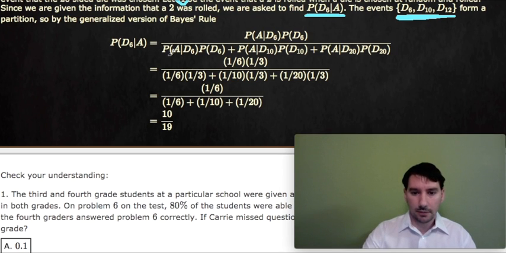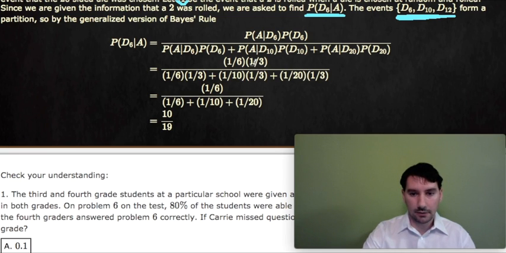Now each one of these has a probability of 1/3, right, of being chosen. So the probability of D6, the probability of D10, and the probability of D20 are all just 1/3. And then if we chose the 6-sided die, there's a 1 out of 6 chance. So we put 1 out of 6 for the probability of getting a 2 if we have the 6-sided die. If we have the 10-sided die, there's a 1 out of 10 chance that it came up with 2. And if we have the 20-sided die, it's a 1 out of 20 chance that it came up with 2.